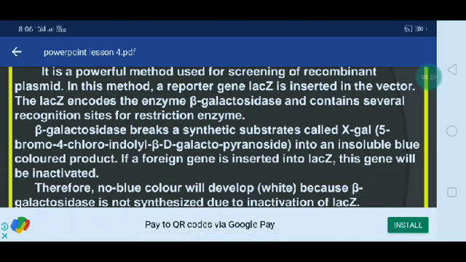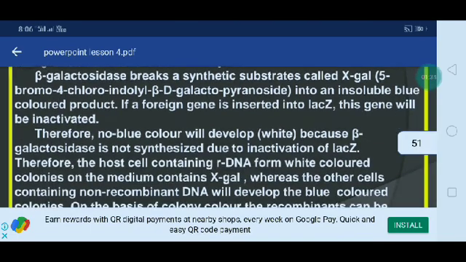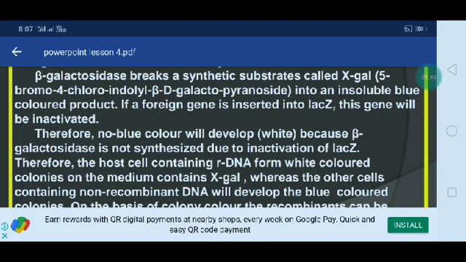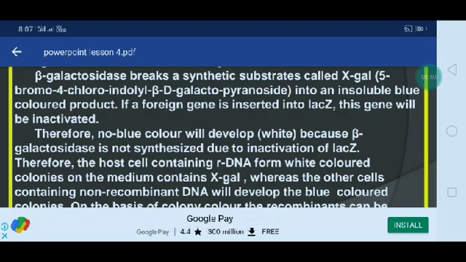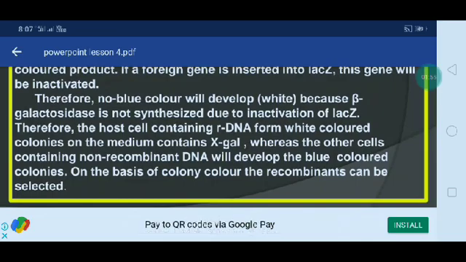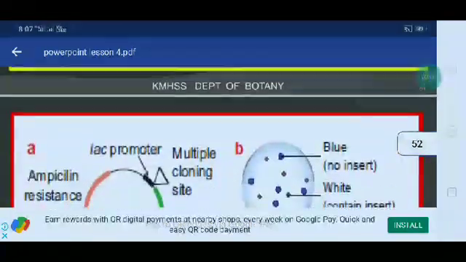If a foreign DNA is inserted into lacZ, this gene will be inactivated. Therefore, no blue color will develop, and only white color is produced because beta-galactosidase is not synthesized due to inactivation of lacZ. Therefore, the host cells containing rDNA form white colored colonies on the medium containing X-gal, whereas the other cells containing non-recombinant DNA will develop blue colored colonies. On the basis of colony color, the recombinants can be selected. This method is called the blue-white colony method.